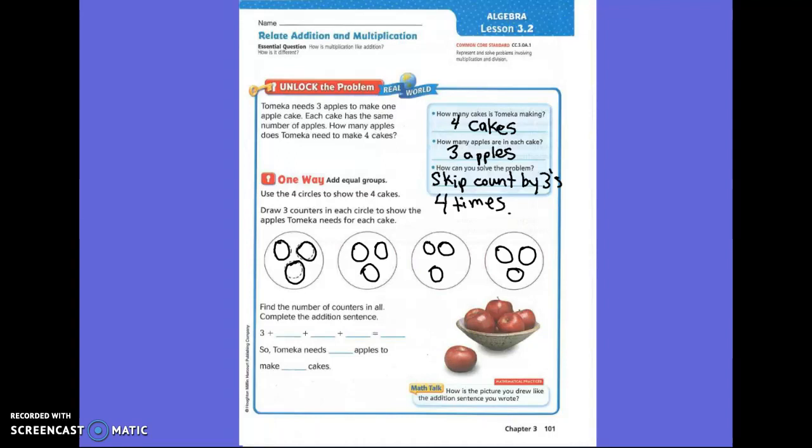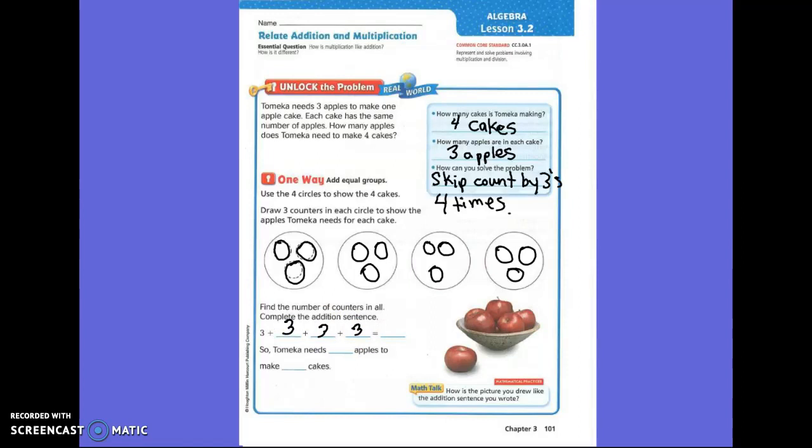Okay, now we're going to find the number of counters in all. In all means what? Altogether. Which means? Addition. So they're going to show you the addition sentence right now. So you have 3 for the first cake. The 3 apples for the first cake. Then you're going to add another 3, and another 3, and another 3, which is skip counting by 3s. Let's do it 4 times.